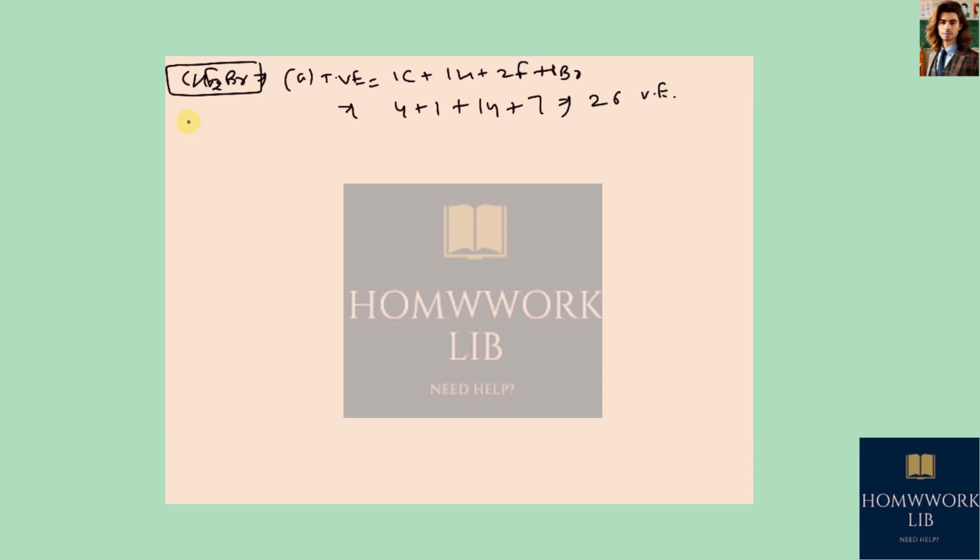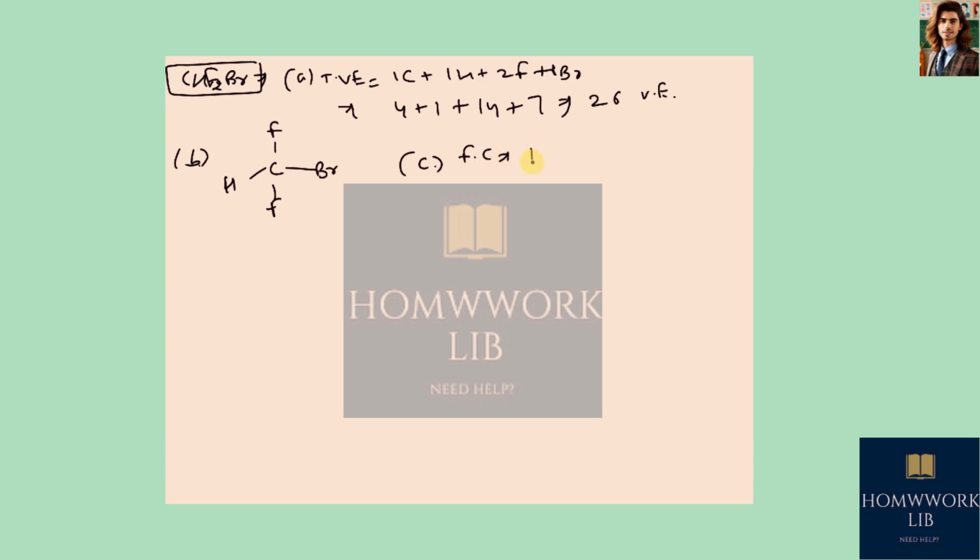And in part B, we have to tell what its structure is. So its structure can be drawn as fluorine, and 1 hydrogen there and 1 bromine there. That is its tetrahedral structure.